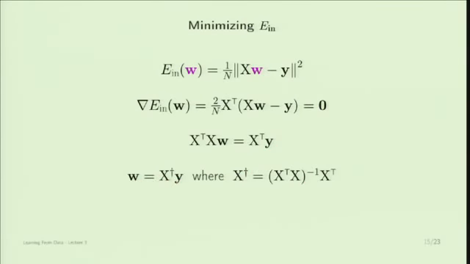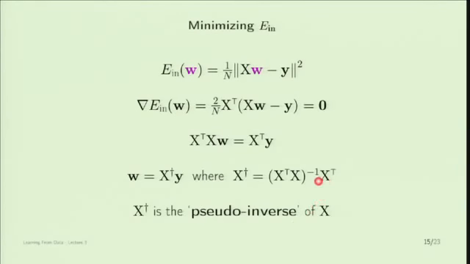Okay? Now, the X dagger is a pretty interesting notion. It's called the pseudo-inverse of X. X, being a non-invertible matrix, does not have an inverse. But it does have a pseudo-inverse. And the pseudo-inverse has interesting properties.